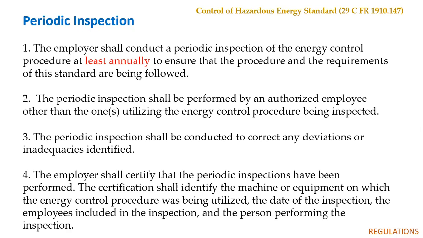The periodic inspection shall be conducted to correct any deviation or inadequacies identified. So basically, that is the purpose of the inspection. The employer shall also certify that the periodic inspections have been performed. The certification shall identify the machine or equipment on which the energy control procedure was being utilized, the date of inspection, the employees included in the inspection, and the person performing the inspection.